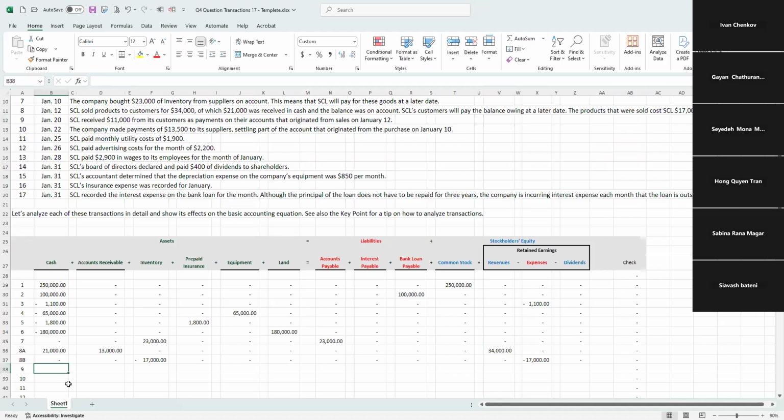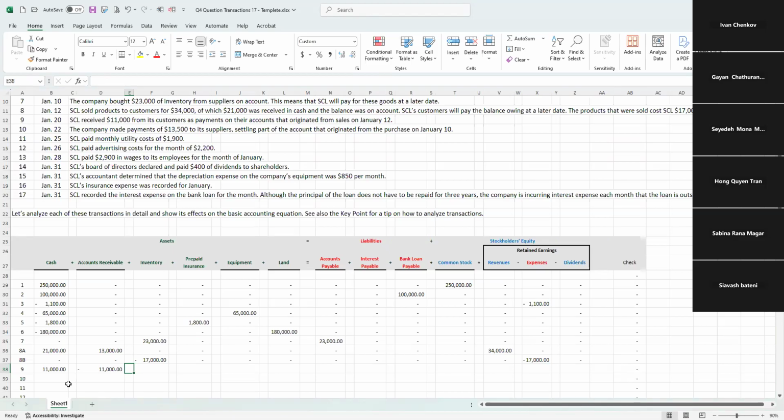What did we get? Increase cash. How much? $11,000 cash. From where did we get that cash? Decrease accounts receivable. The customer paid us, right? So now we have to decrease his balance. Does he still owe us money?